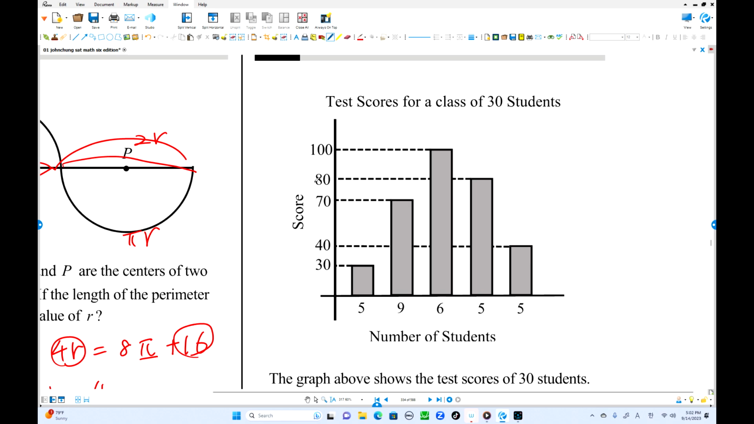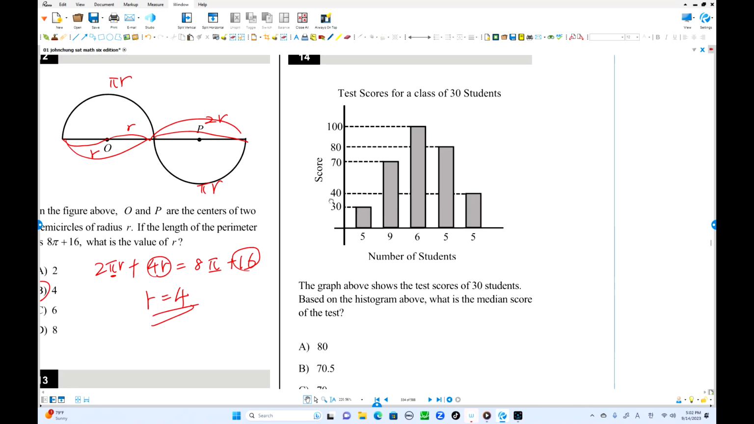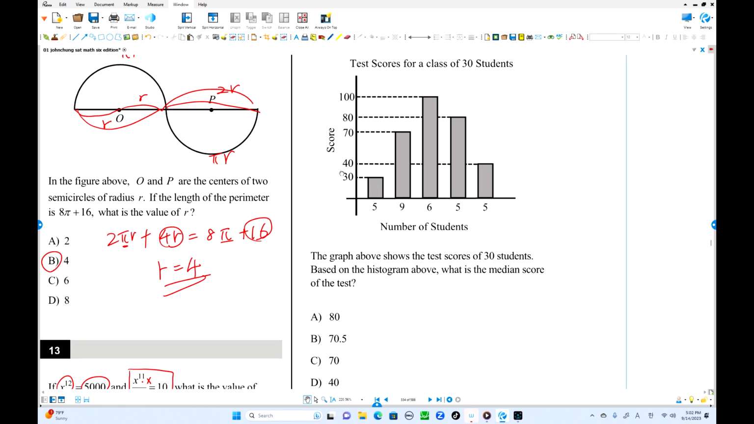That is number 14. We have test scores for a class of 30 students, right? The class size is 30 students. So this is the histogram. What is the median score in the middle? Okay, who is in the middle?